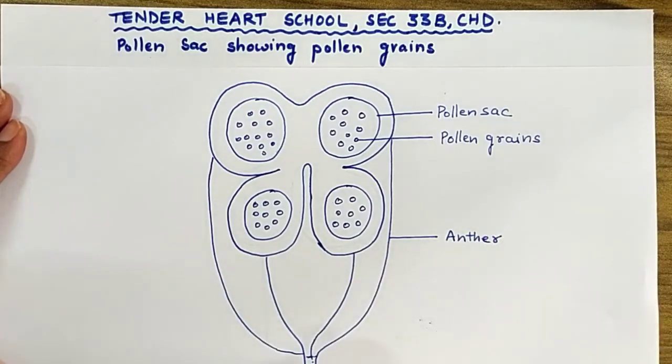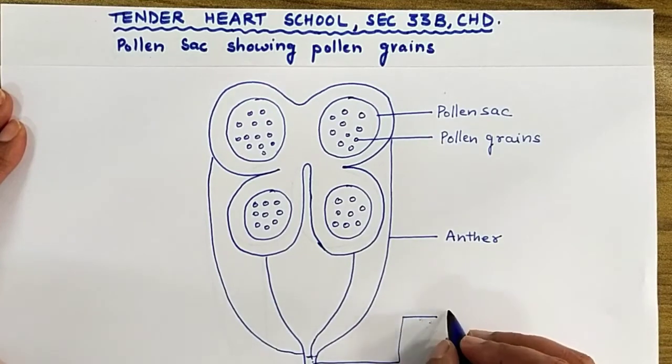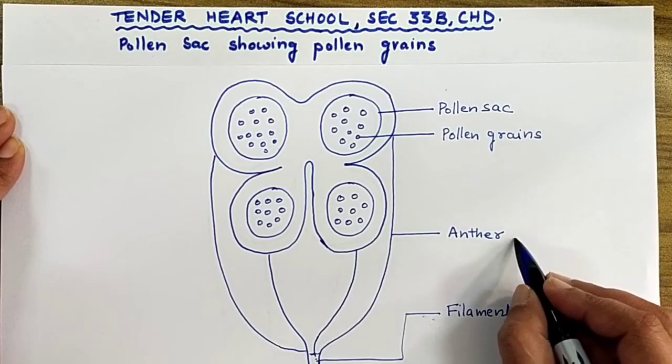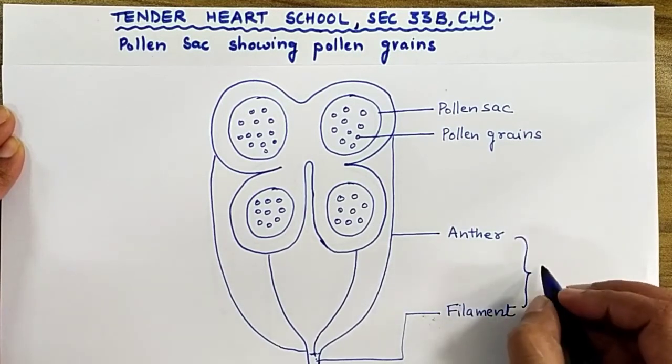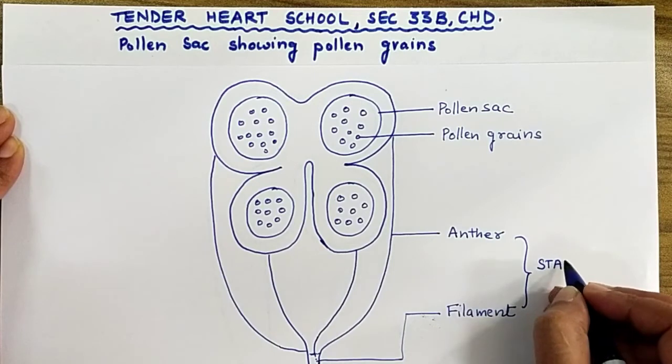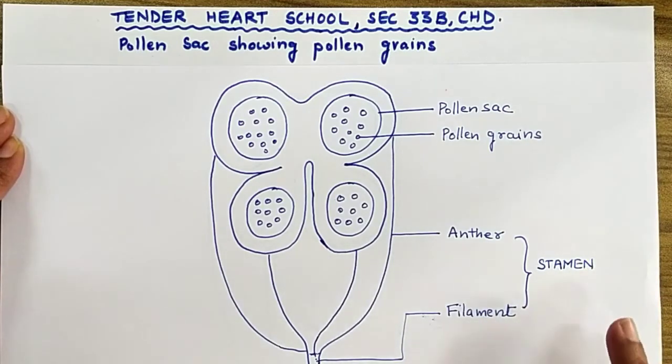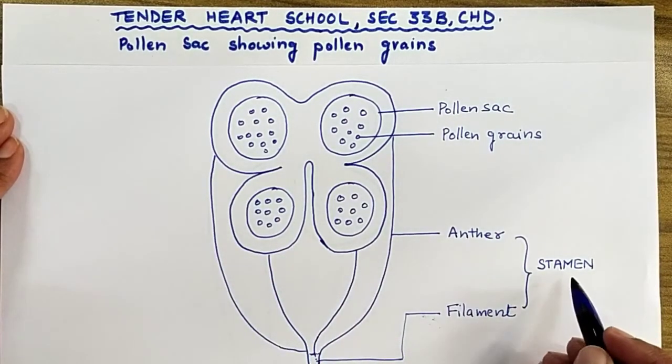Anther. This is the filament. Filament of the stamen, and anther and filament together they are forming the parts of stamen. Stamen, which is the male reproductive part of the plant, of the flower. So let us just recall it again. So I have shown you the diagram of the male reproductive part of a flower, that is the stamen.